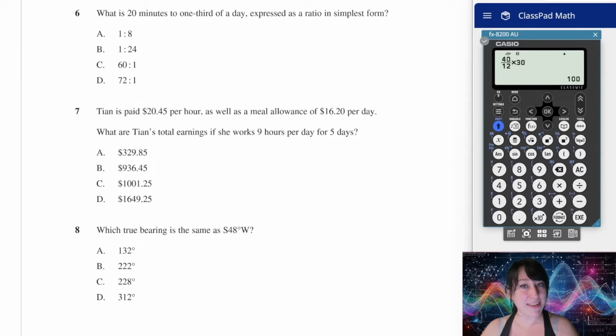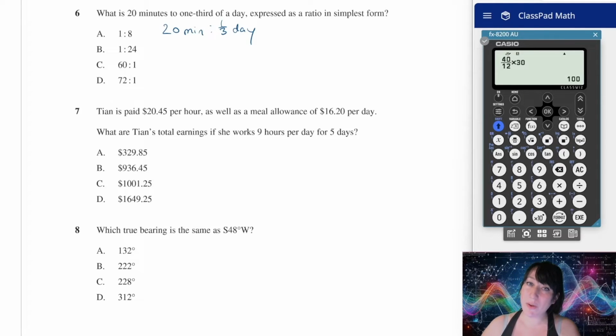All right, question 6 is a ratio question. So it says, what is 20 minutes to 1/3 of a day, expressed as a ratio in simplest form? We'll start by writing what we're given. 20 minutes to 1/3 of a day. But ratios are meant to have the same unit on both sides. So first we're going to convert.